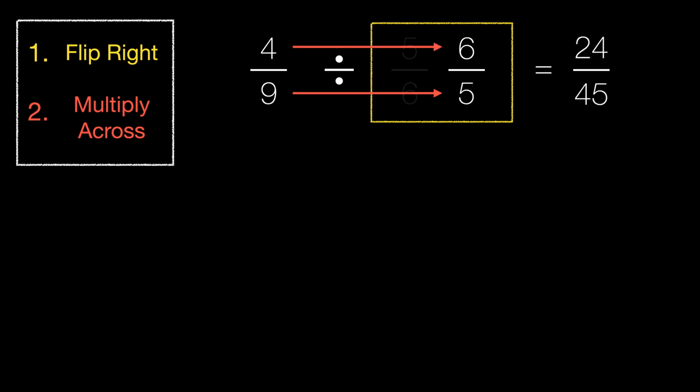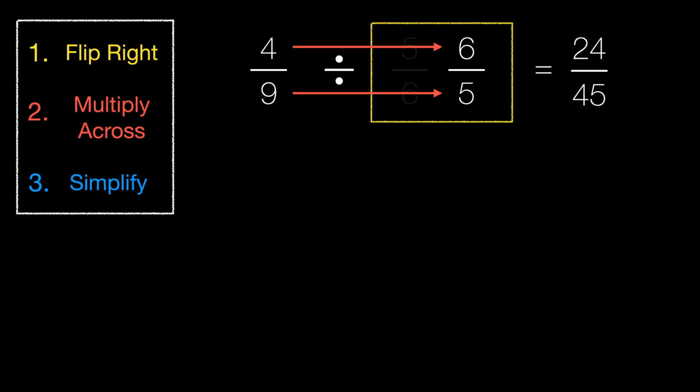And this is not fully simplified, so sometimes you add the third step of simplifying. So let's go ahead and simplify this. Usually a rule I like to use is divide by 2, 3, or 5. Usually if a number can be simplified, each number can be divided by 2, 3, or 5.